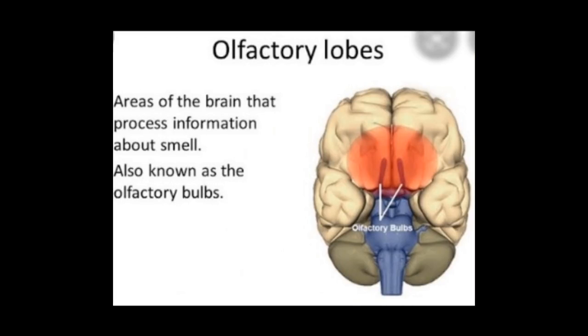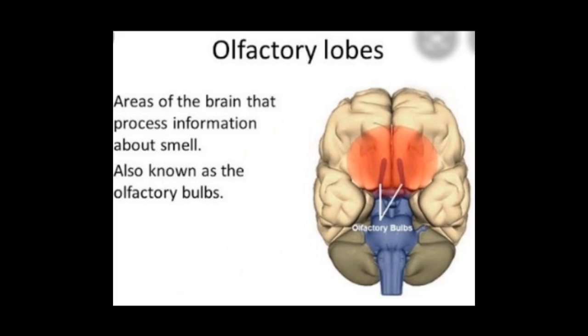Okay, so the forebrain consists of three parts. I've already told you, so let's see what those parts are. The first part is the olfactory lobes. You can see there the olfactory lobes present in your forebrain. These are the areas of the brain responsible for processing information about the smelling sensation. Those bulbs are known as olfactory bulbs. These are the center of smell.